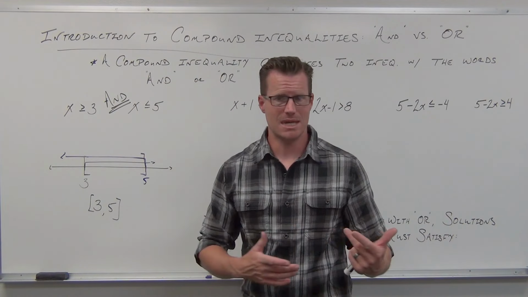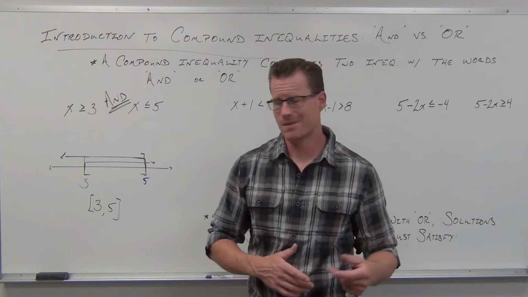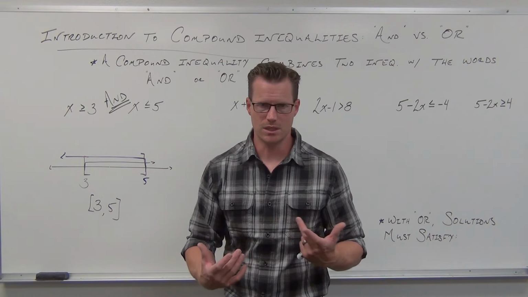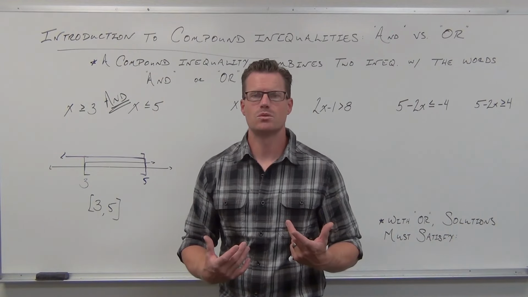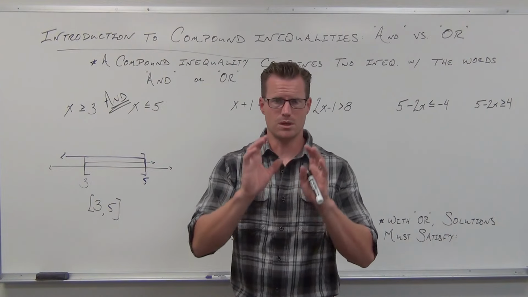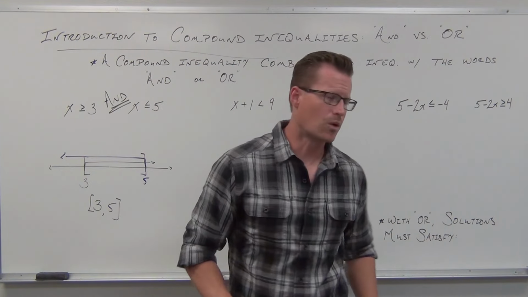We graph it the same exact way that we would graph a single inequality. We do interval notation the same exact way we do an individual inequality. But what happens here is we're looking for numbers that satisfy, with and at least, numbers that satisfy both inequalities at the same time.